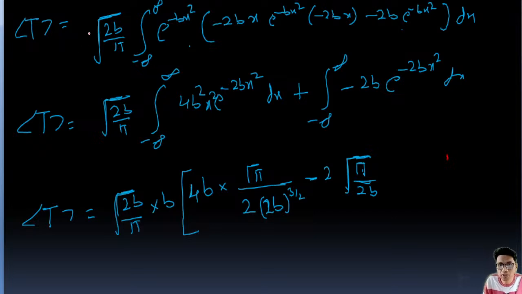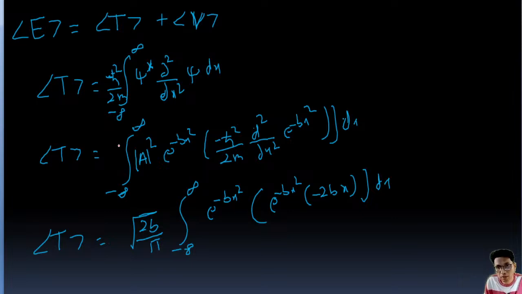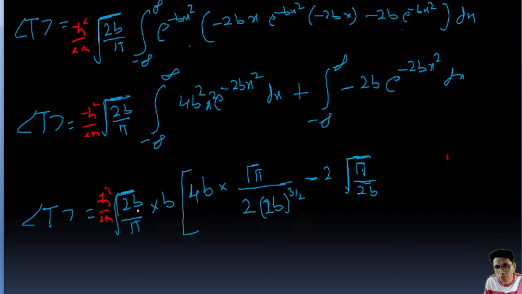Minus h cut square upon 2m will also be here. Here also, minus h cut square upon 2m, minus h cut square upon 2m. So this is going to be like this.